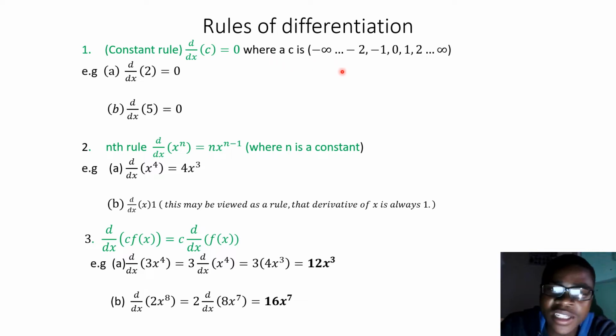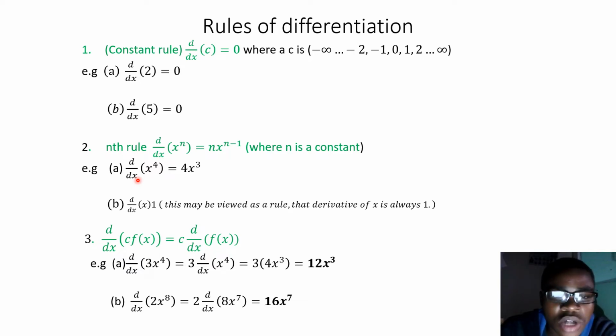We know that a constant can be any number from negative infinity to positive infinity, whichever number you can think of. Any number, 1 over 2, 2, -2, 5, square root of 2, square root of 3, pi, all sort of numbers we can think of. Any number we can think of that is a constant. Whenever I derive that, we get 0. The examples are here. When you derive 2, you always get 0. When you derive 5, that's the point. That's the main thing about this rule.